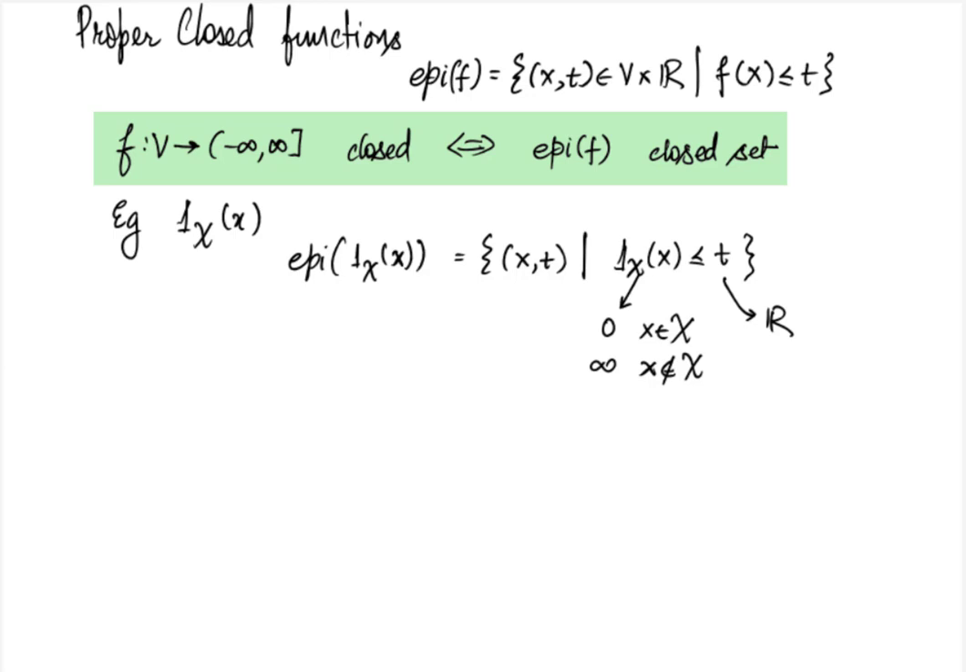Then let us consider those x that are inside calligraphic X. For these x, the indicator function is 0, and therefore any t greater than or equal to 0 will satisfy this inequality. Therefore, the epigraph contains all points x and t such that x is in calligraphic X and t is greater than or equal to 0. Now clearly R plus is closed. We already saw this earlier. Therefore, it follows that the indicator function is closed if and only if the set calligraphic X is closed.